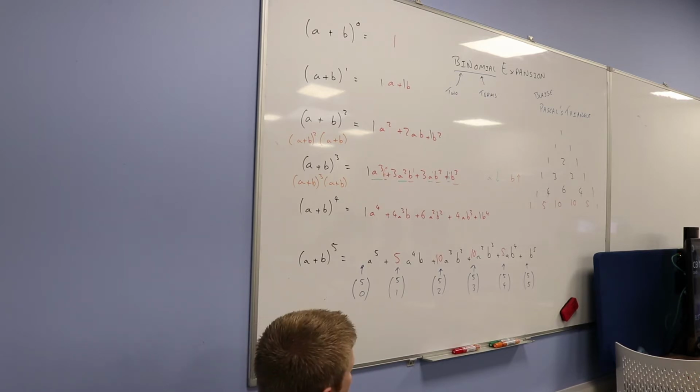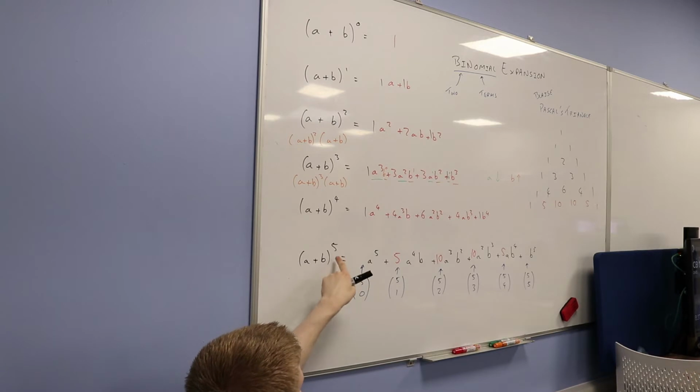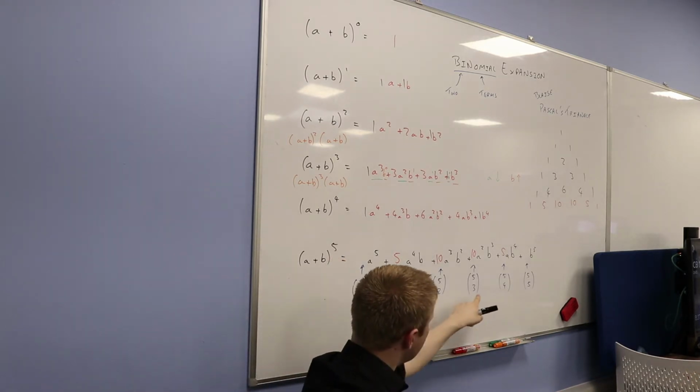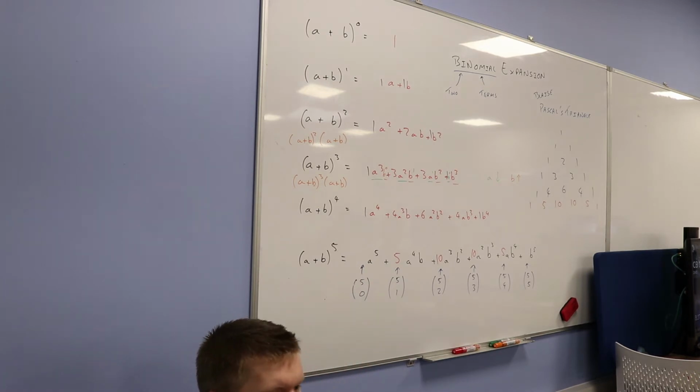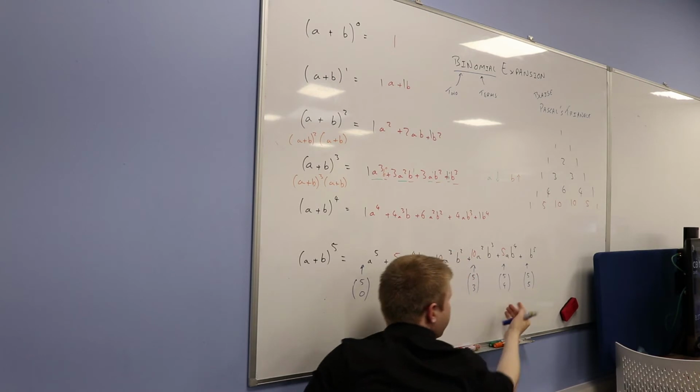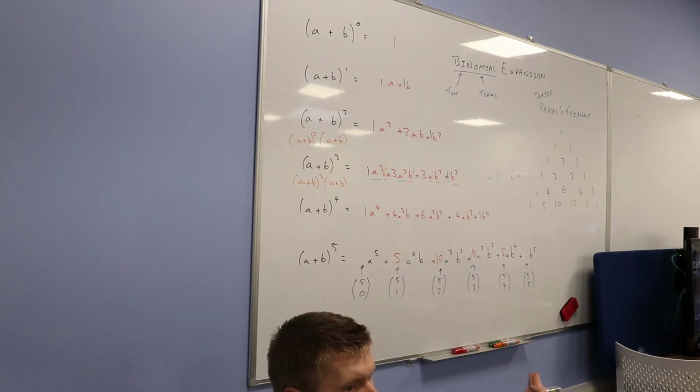Yeah? So you can kind of see the pattern here. The 5 corresponds to the power, and this corresponds to which element you're looking at. So we've moved none across, 1 across, 2 across, 3 across, 4 across, 5 across. If you like, it's the column. Is that okay?